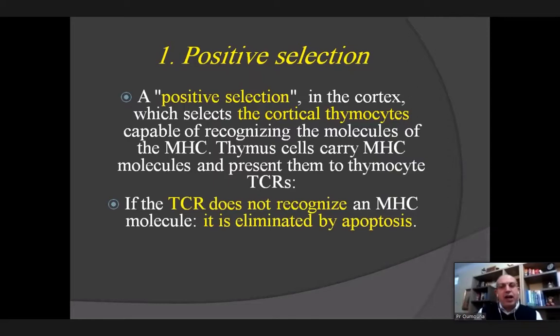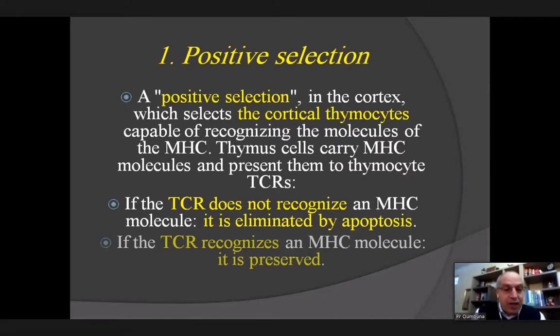If the TCR, this baby thymocyte, does not recognize an MHC molecule, it can face it but doesn't know what it is. It is eliminated by apoptosis. If the TCR recognizes an MHC molecule, it will be preserved. Now, it will be differentiated based on the MHC it has recognized, MHC class 1 or class 2.